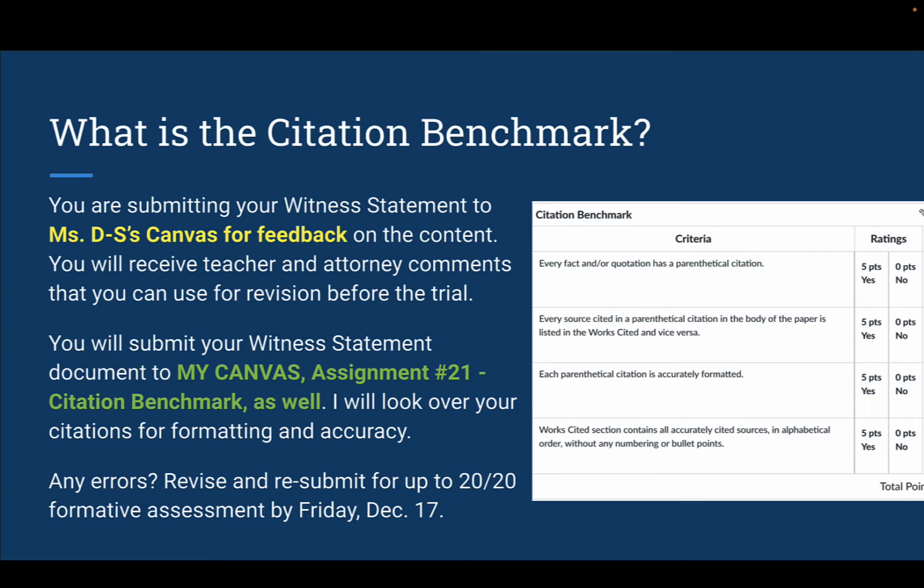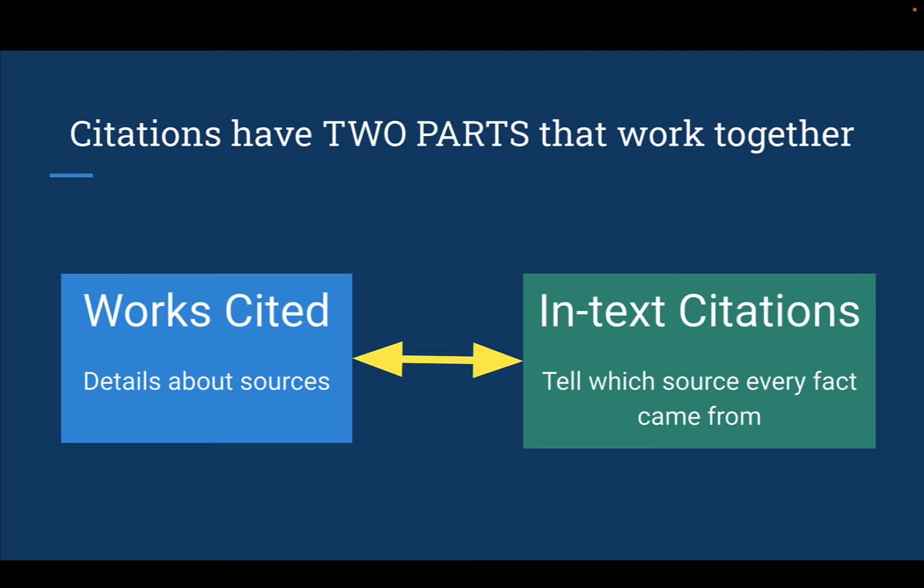If there are any errors and you've missed any points, I will tell you what those are, and you are welcome to revise and resubmit this document for up to 20 out of 20 points in the formative assessments category. The deadline for this is Friday, December 17th is when I will stop accepting revisions. Okay, so that's how the citation benchmark will work. You submit your witness statement to me, try to pass your citations. If you need to revise, you revise and resubmit.